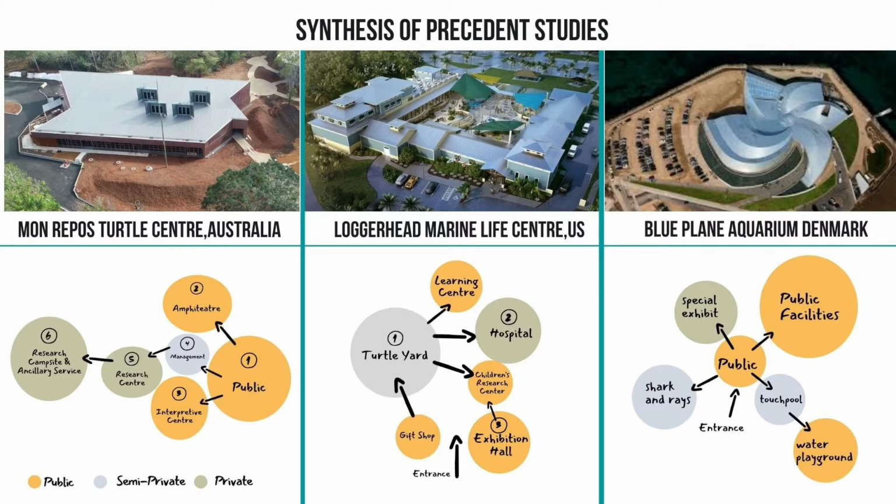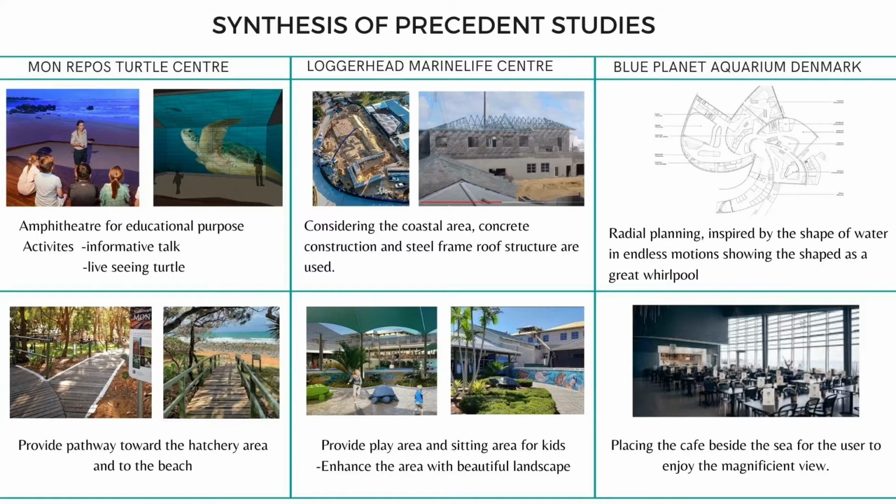Moving on to the precedent studies, first is Mount Repos Turtle Center located at Australia, Loggerhead Marine Life Center, United States, and Blue Planet Aquarium, Denmark. From the space planning, we can see the difference of the space organization and zoning of these buildings. For Mount Repos Turtle Center, they have amphitheater in their building for the educational activities, and they also provide pathway to the turtle hatchery and to the beach area. For Loggerhead Marine Life Center, they use concrete construction and steel structure for their coastal topography, and they include play area and sitting area in the building. And for Blue Planet Aquarium, they use radial planning, which is what I would like to apply in my design. And what can be highlighted is, they place their cafe beside the sea for user to enjoy the magnificent view.